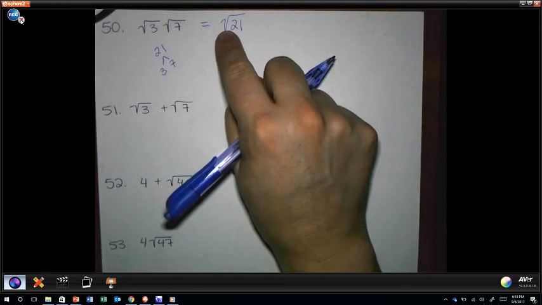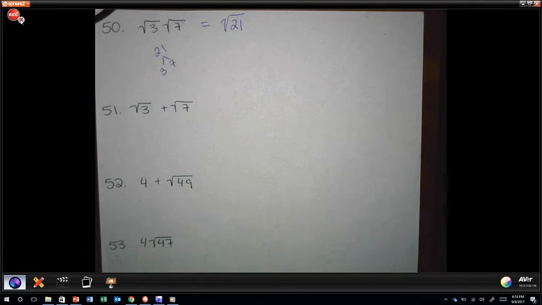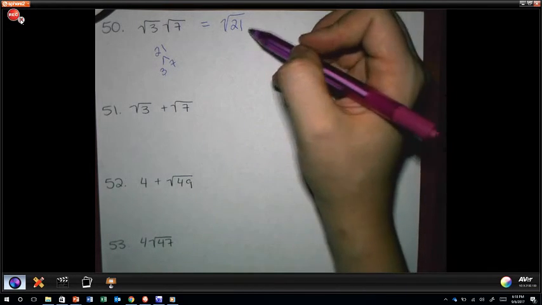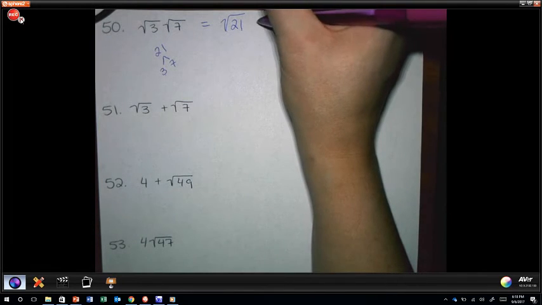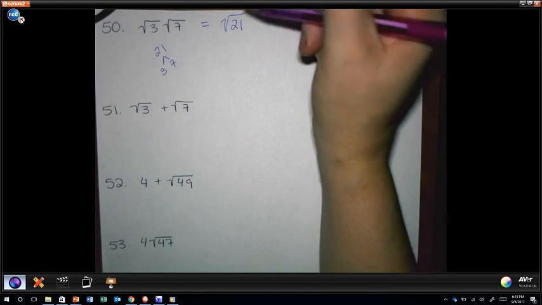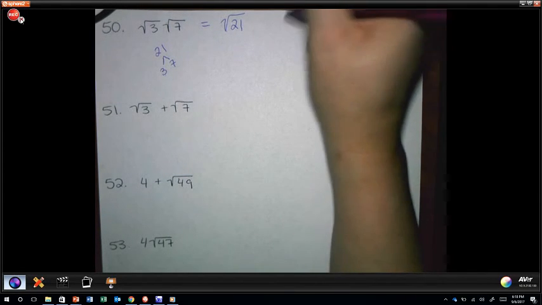If you have a radical in your answer after you simplified, then that means you can't get a rational number from this. So my answer is irrational.